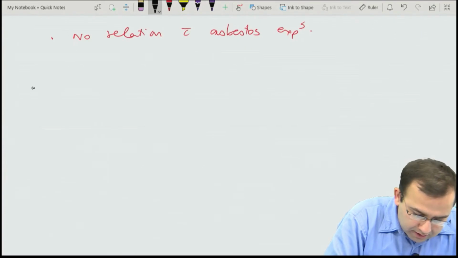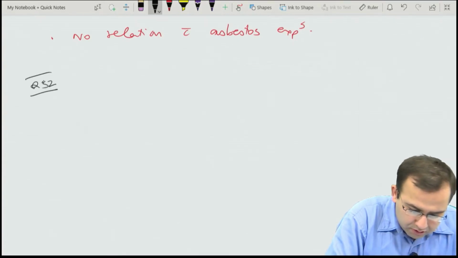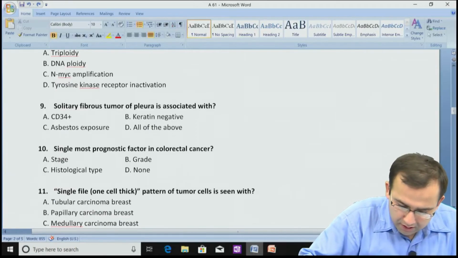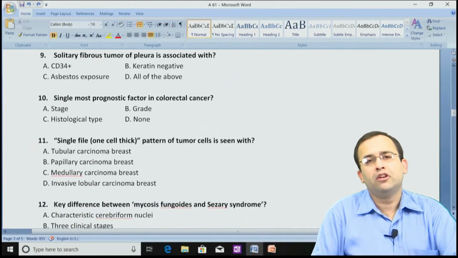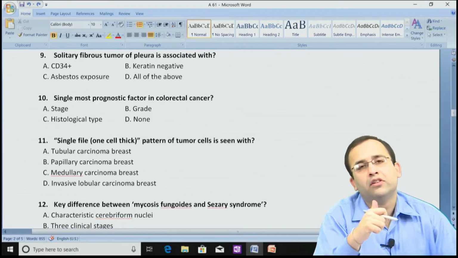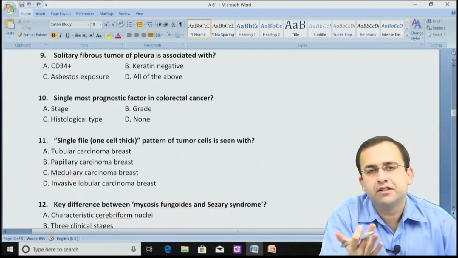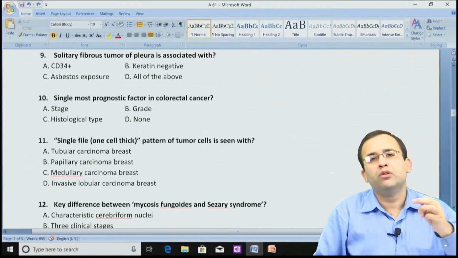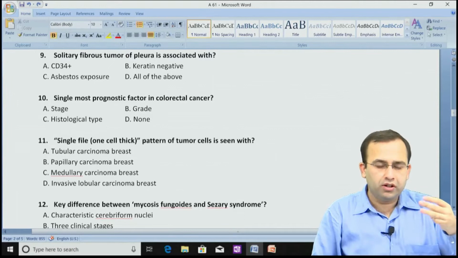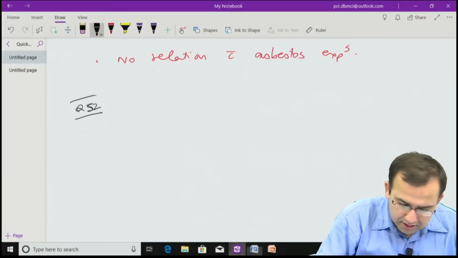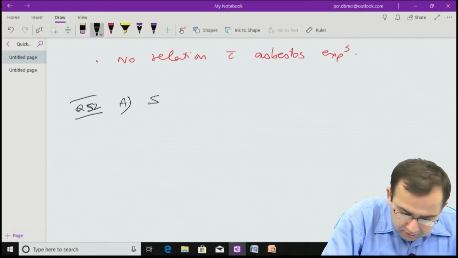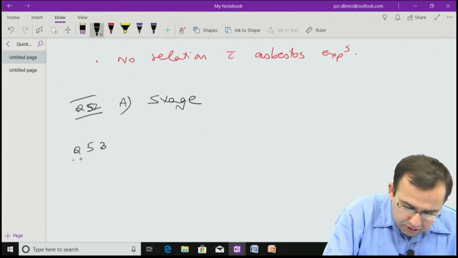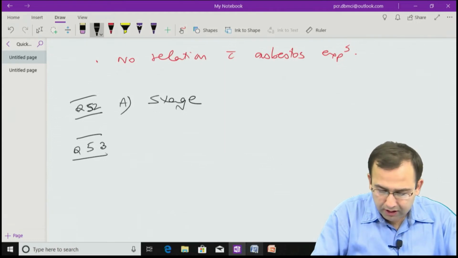Next, this gets us to the next question, that is question 52. Single most important prognostic factor in colorectal cancer, and the answer is stage. As a general rule, histological type and grading are okay, but the most significant is TNM, tumor node metastasis. The answer is A, that is the stage of the tumor. I don't think any of you would have gone wrong in that.